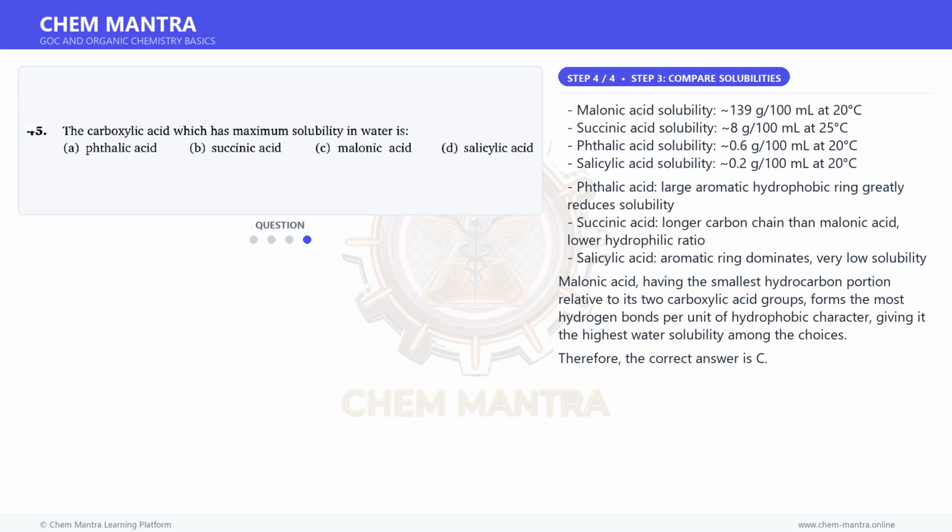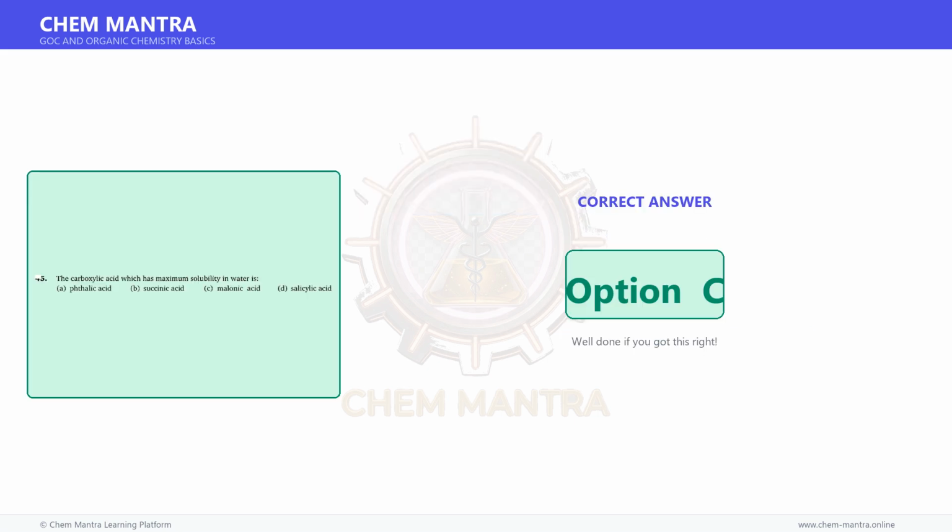Malonic acid, having the smallest hydrocarbon portion relative to its 2 carboxylic acid groups, forms the most hydrogen bonds per unit of hydrophobic character, giving it the highest water solubility among the choices. Therefore, the correct answer is option C.